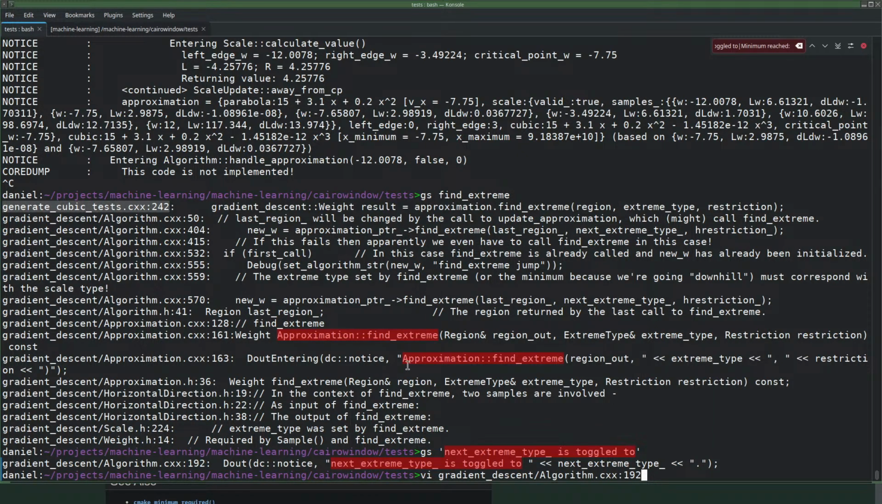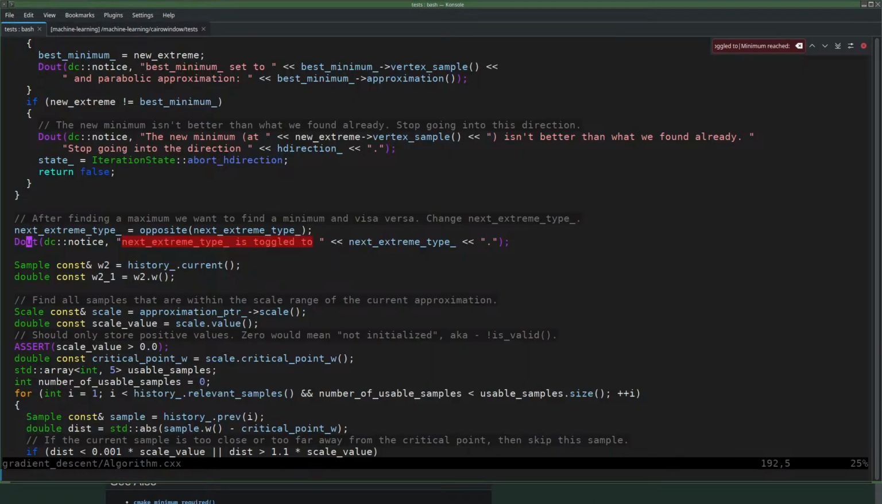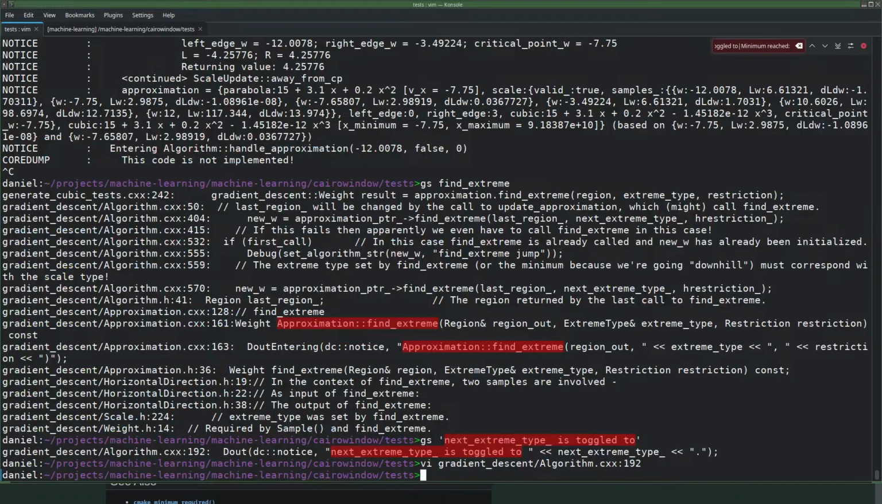Okay, but it's a different test. Yeah, so what I could do is here invalidate those 2 things. I can't invalidate next extreme type though. Nope. The only thing I can invalidate is the other one, which was the region. Yeah. So last region.